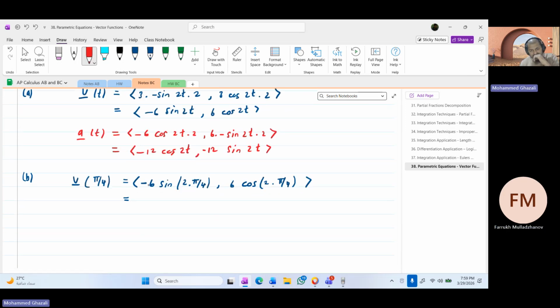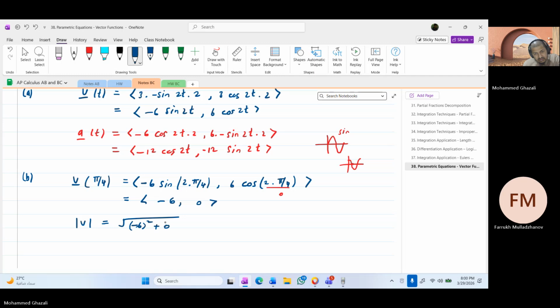All right, so what we're going to do now, you just use a calculator and solve. But if you know what sine of pi by 2 is, sine of pi by 2 is basically 1, right? This is the sine graph, and the cos graph is that. Cos pi by 2 is 0, so this part is 0, right? So this whole thing becomes 0. And what is this? Negative 6. So what's your speed? Absolute v is the square root of negative 6 squared plus 0 squared.